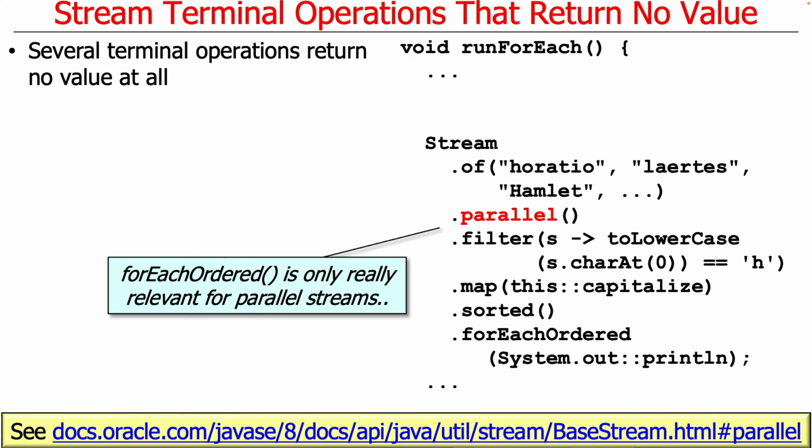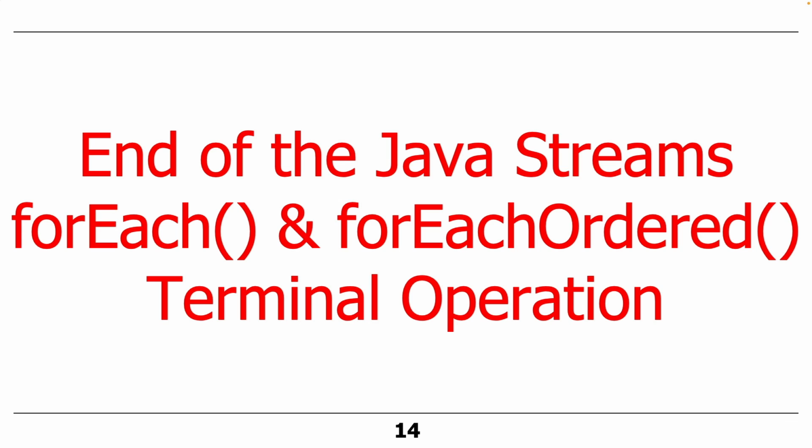So the most important thing to come away with from this discussion is there are these methods that are terminal operations called forEach and forEachOrdered. You probably don't want to use them for anything other than debugging, because there are almost always better ways to use better terminal operations.